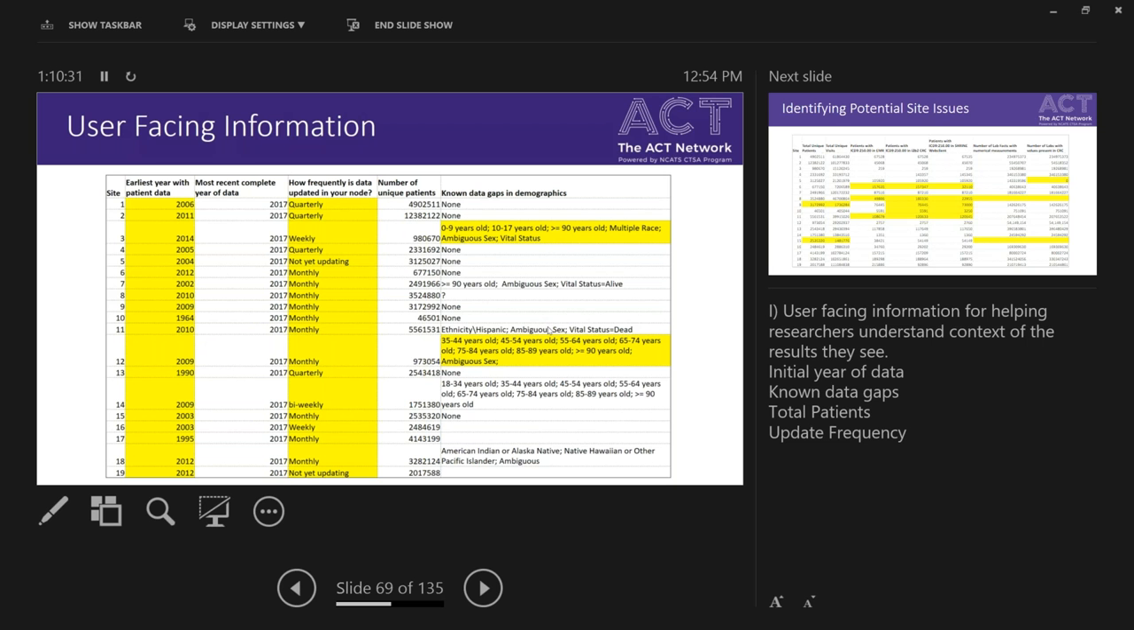One of the things that we're using the survey results for, and the survey is really important, is that it's going to help us build that user-facing information to let people know where things are missing, because you have some idiosyncrasies at your site. Is your site special? Is it just a children's site? So people shouldn't expect certain data. How often your data gets updated, what year your data starts. So this data is going to feed into what the dissemination group is going to put together for the users to see.